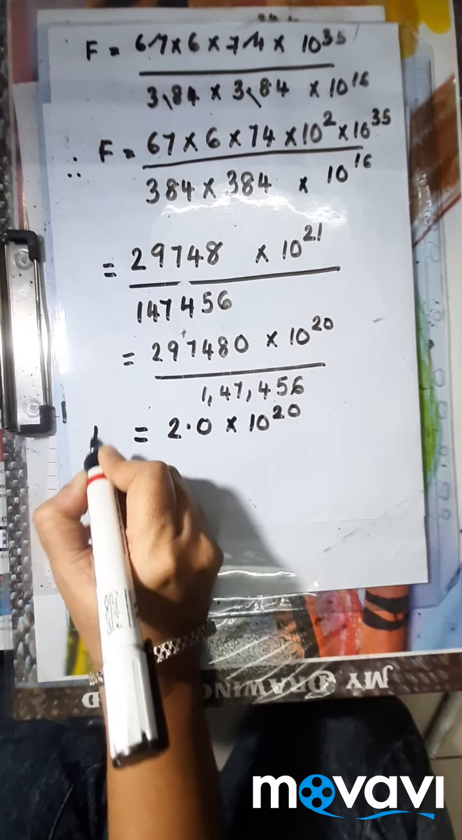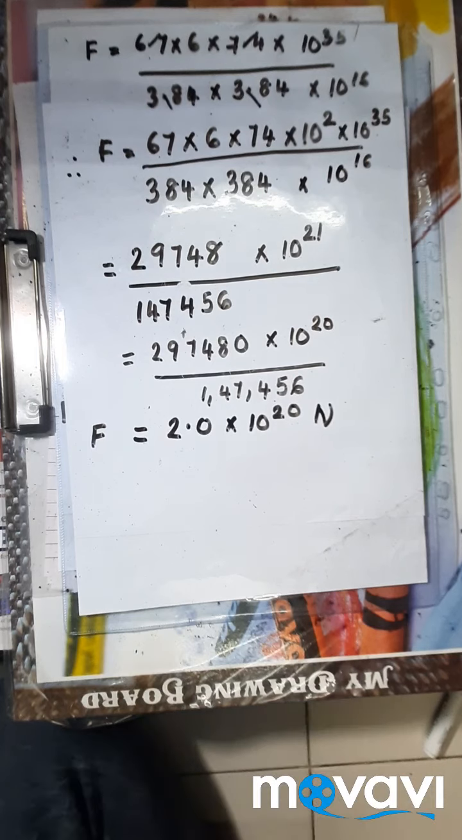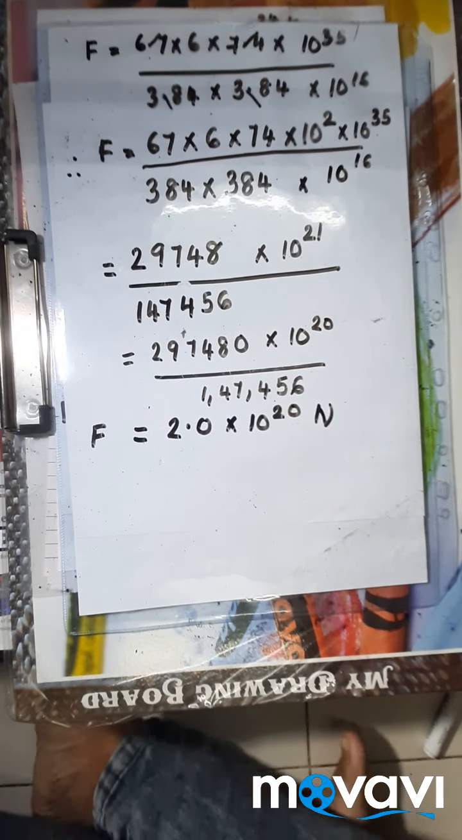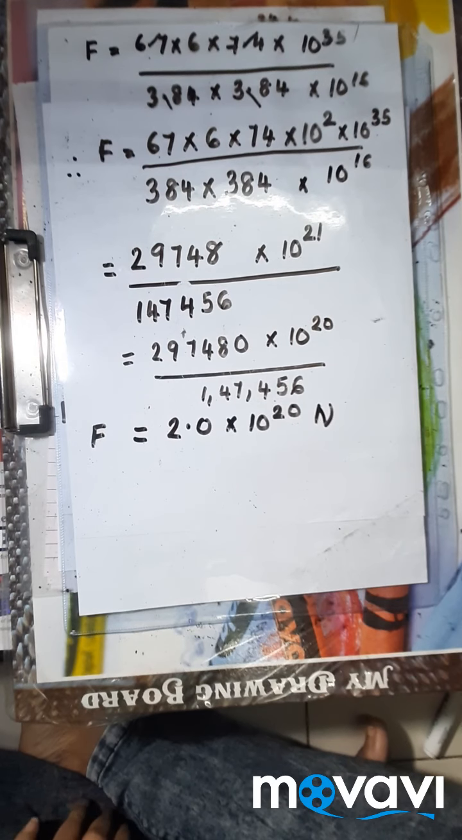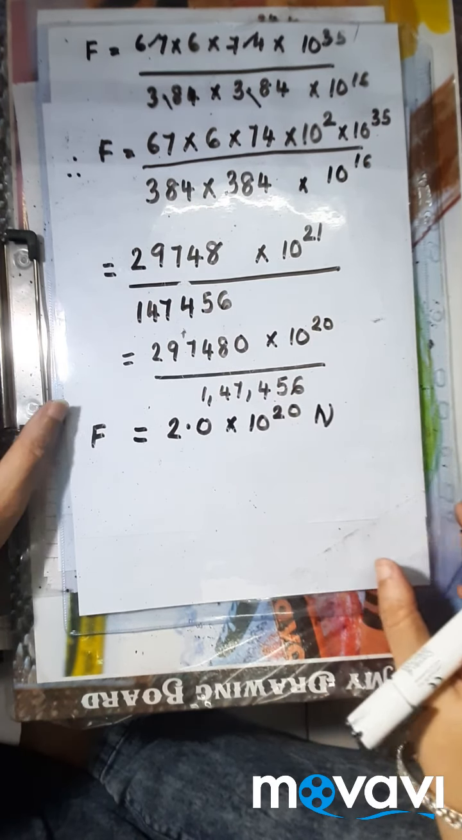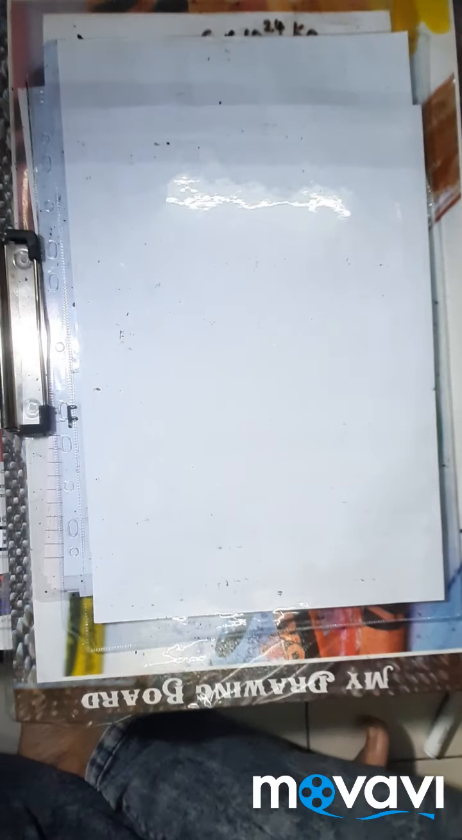Now this is my force. So what is my unit? My unit is Newton. So the calculation of this is a little difficult, right? But that's how it is supposed to be. Now next one. Again, result statement you have to write.